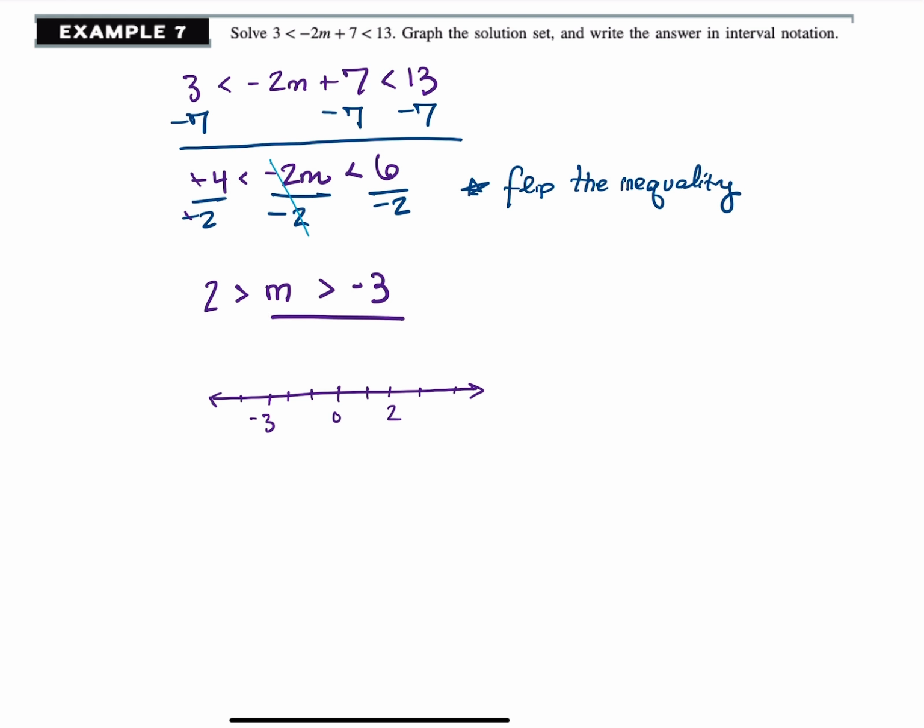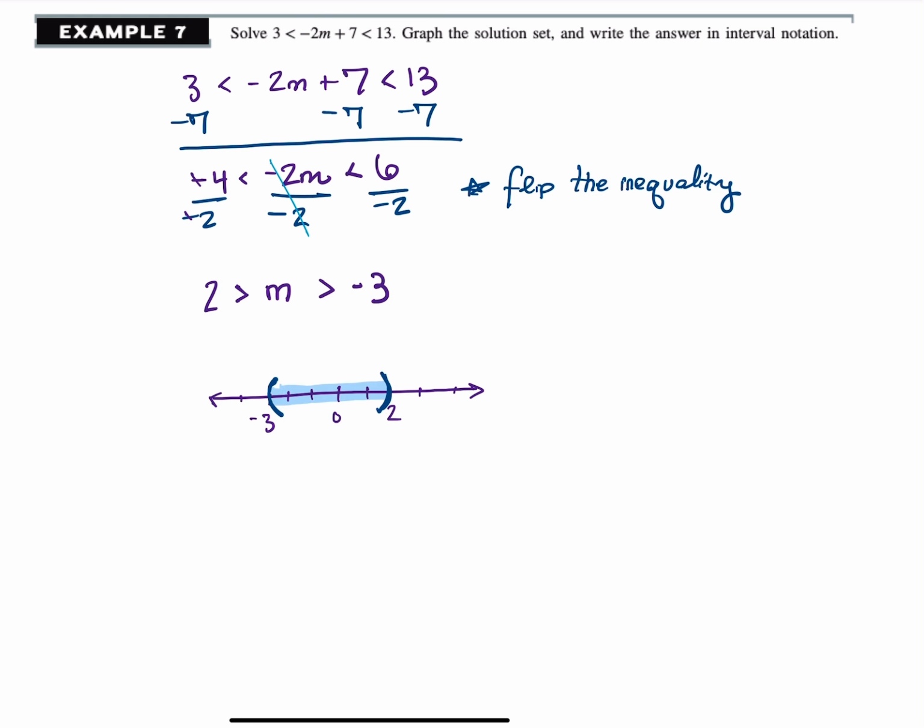So m is greater than -3. So I would have a parentheses at -3, and m is less than 2. So it's everything in between. Greater than -3 and less than 2.